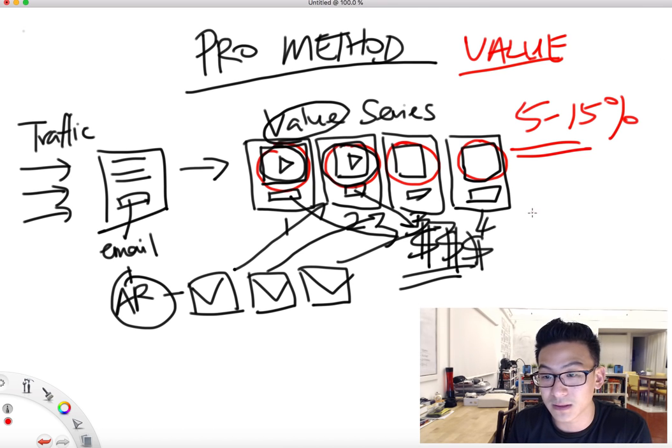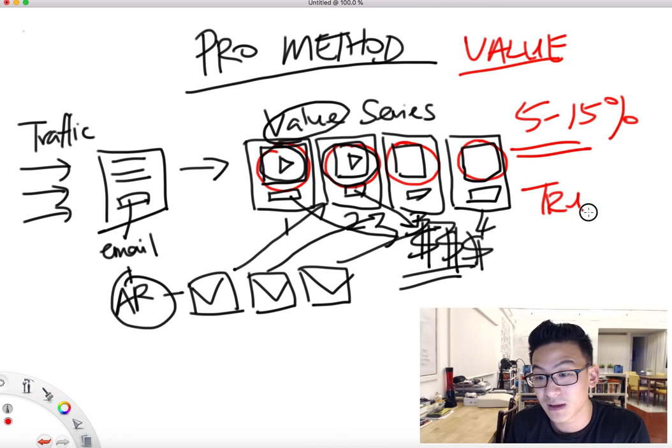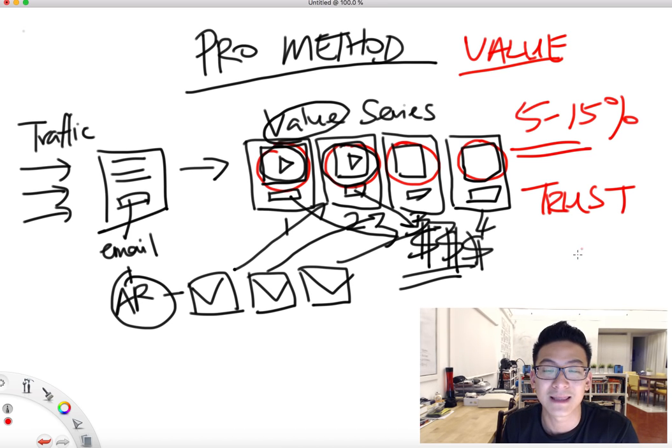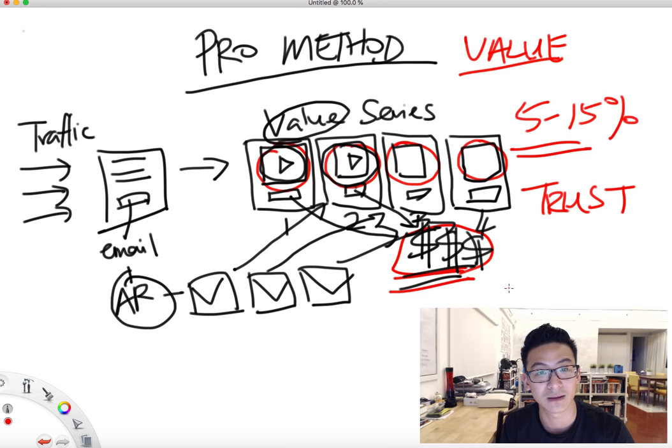You've also built something that's very, very important. You've built trust, okay? And once you've built trust with someone, that's how they will actually want to join you in whatever you recommend. And because you're recommending stuff down here and you're not force feeding it down their throat, this is the reason why the pro method works so well, okay?